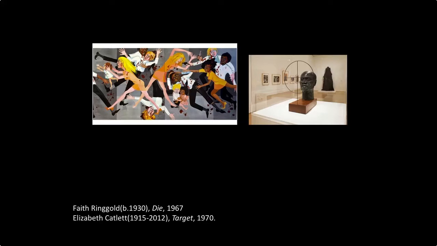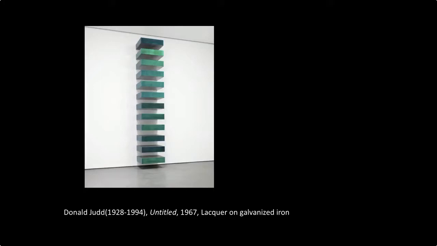So for example, you get work like this. On the left, we have Faith Ringgold's Die from 1967, which is directly engaging with the civil unrest and violence that's happening in this period. And this is in the Soul of a Nation exhibition. And on the right is Elizabeth Catlett's Target from 1970, which is directly dealing with this issue of violence toward African Americans. So the 60s and the 70s in the hands of these artists could look like this rather than this: Donald Judd's Untitled from 1967.